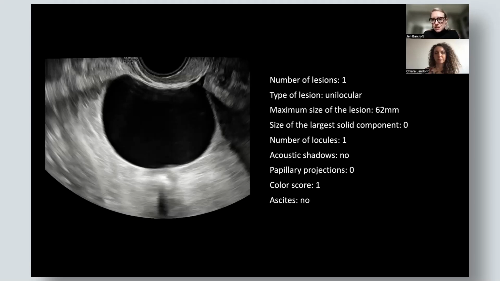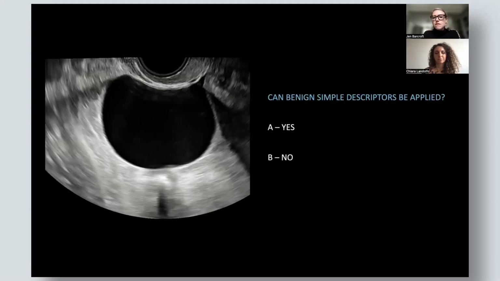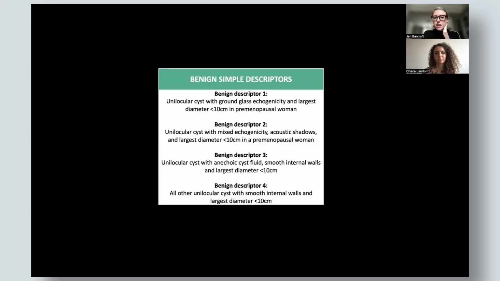So when faced with this type of mass, the first step is always, can we apply benign simple descriptors? Yes or no? So jot down whether you think you can apply the benign descriptors and which one would apply, if at all. So a reminder of what the benign descriptors are. They are all unilocular cysts. And in this case, we've got a unilocular cyst with an anechoic cyst content, smooth walls, and a diameter less than 10 centimeters. Therefore, benign descriptor number 3 would apply.